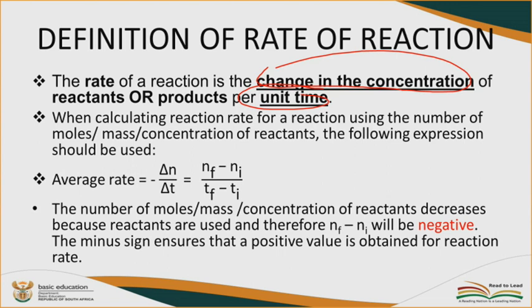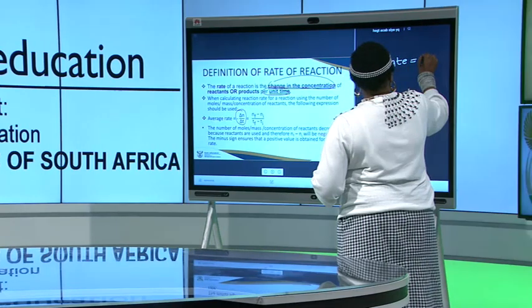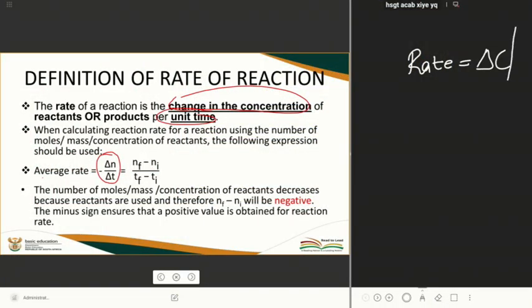Like I said in the objective, you will also be expected to calculate. The expression that can be used to calculate is given by the formula: average rate is the change in the number of moles. Your exam can also ask you the mass. So in other words, you can have rate equal to delta C or M or N over delta T.